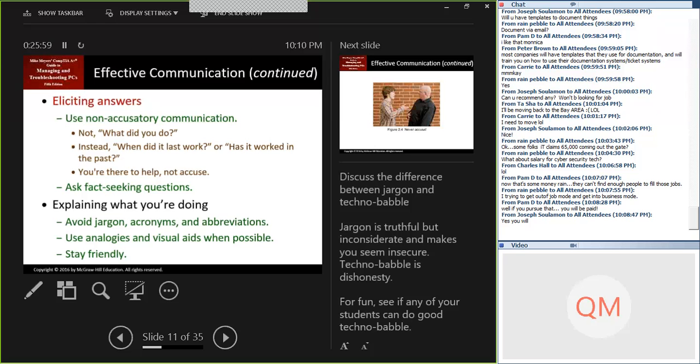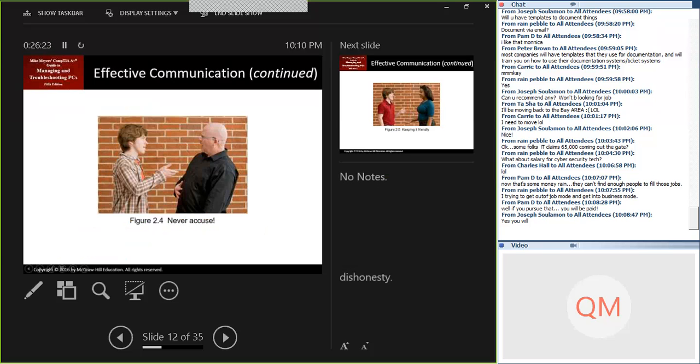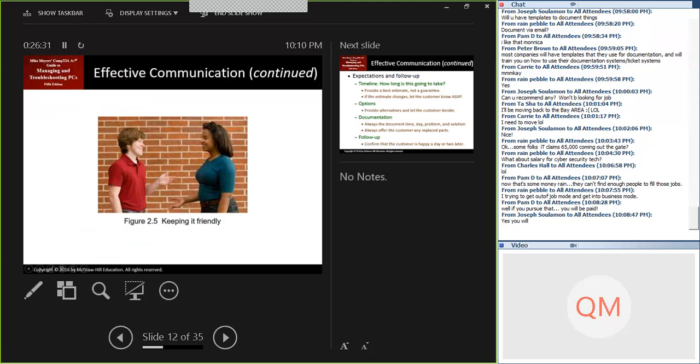And use analogies and visual aids when possible to be able to show people exactly what you mean. Sometimes they don't get it from the computer perspective, so you can use an analogy that'll show them exactly what you mean, but not literal. And stay friendly, of course. Even though sometimes they drive you crazy and you want to get angry, we can't. Always stay friendly. Any questions? Keep it friendly.